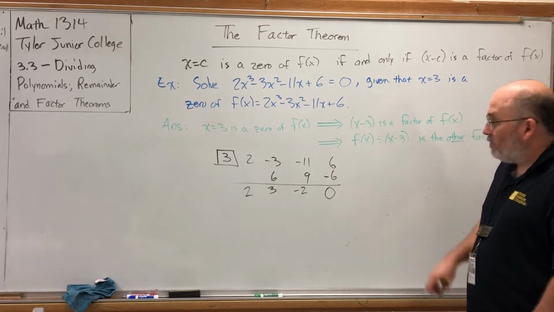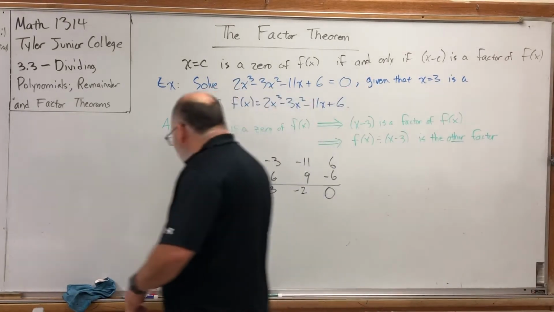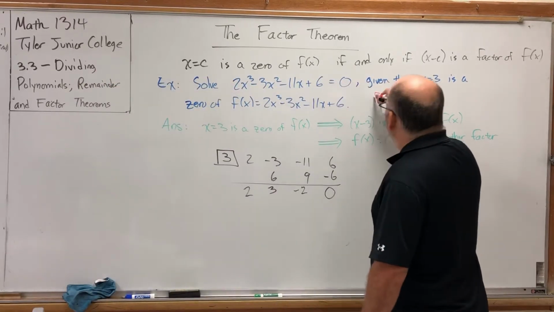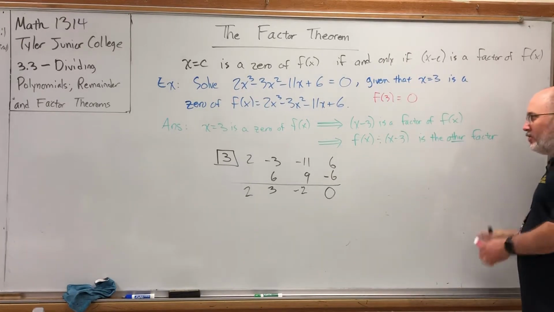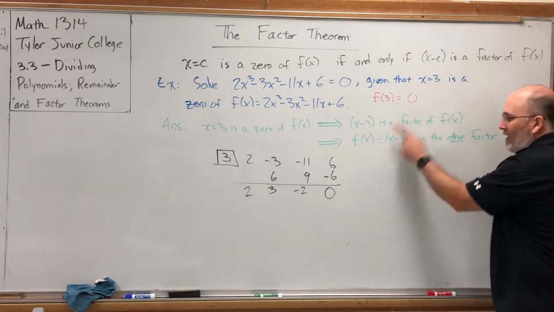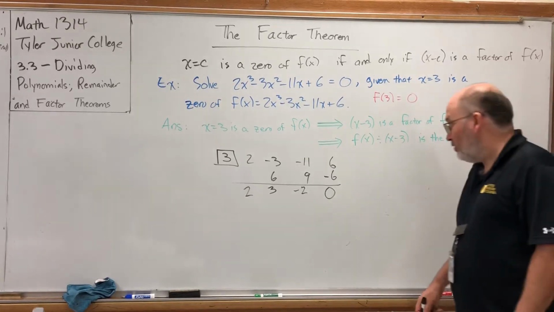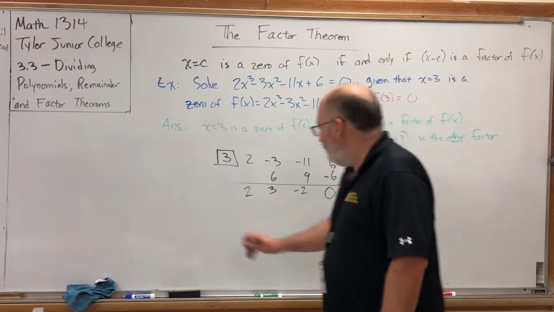By the way, we should have got a remainder of 0 by the remainder theorem. Remember, being a 0 of a function means that substituting the number into the function gives you an output of 0. But the remainder theorem says that this output should match that remainder, and it did. So everything is lining up as it should. But how are we going to finish solving this equation?